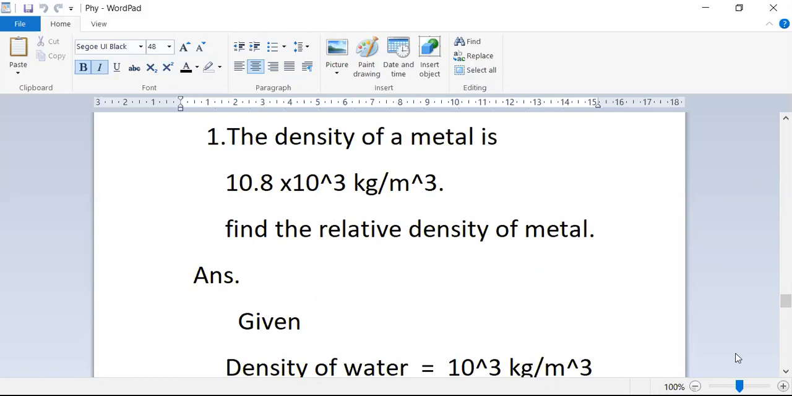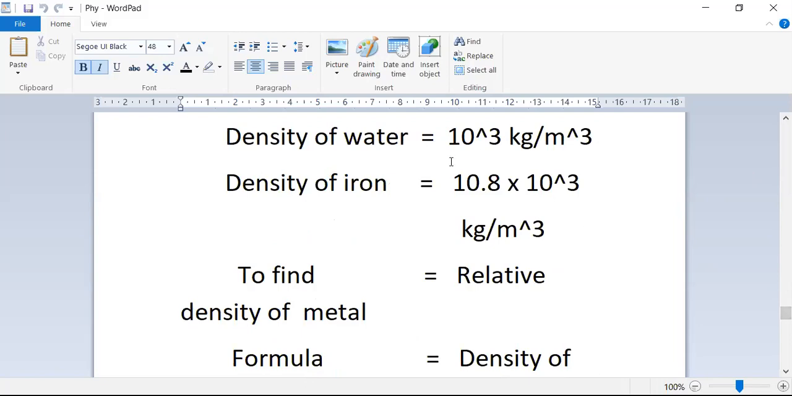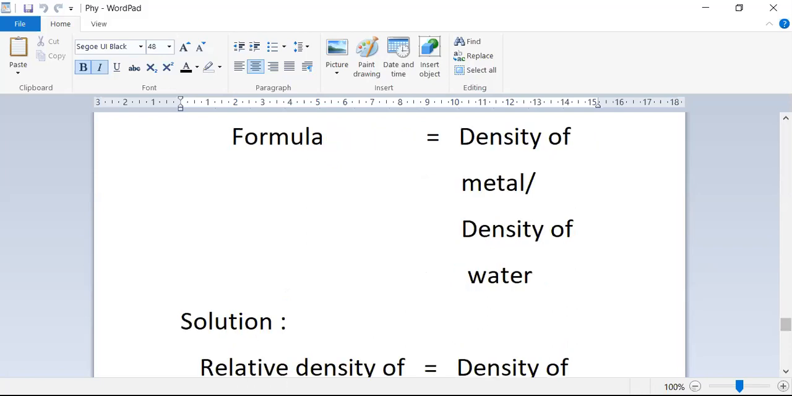That is, what is given in the question. For example, density of water is given as 10⁻³ kg per meter cube. So you have to write that down. Density of the metal is given 10.8 into 10⁻³ kg per meter cube. You have to write down what is asked in the question, that is to find, that is relative density of metal. You have to write down the formula which you are going to use, that is density of metal divided by density of water. After writing this, you are expected to write the solution as follows.